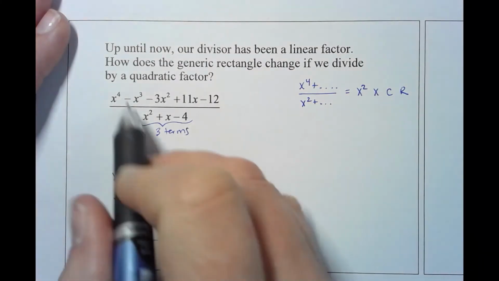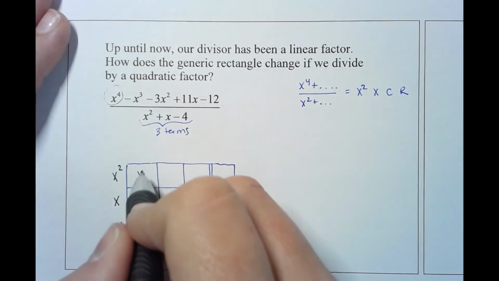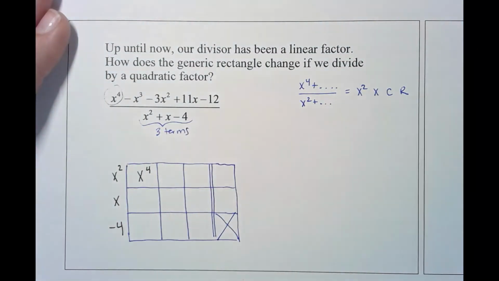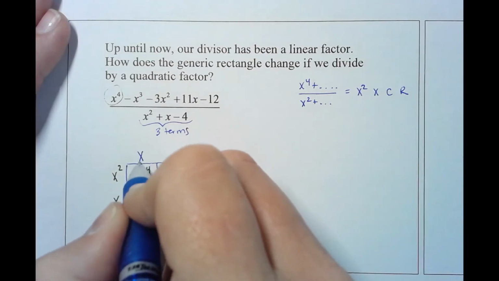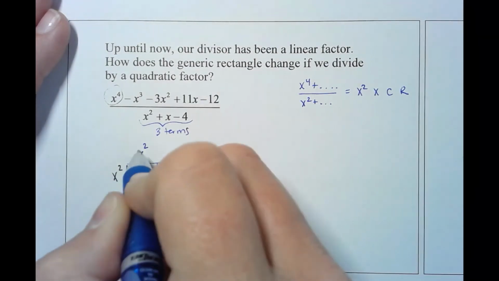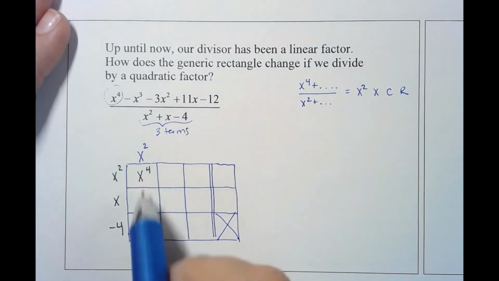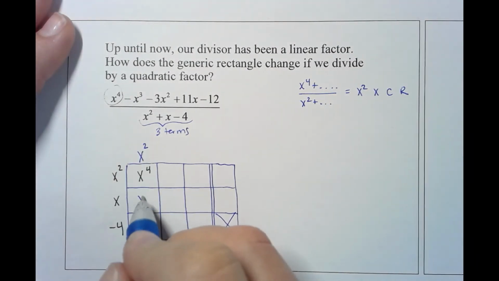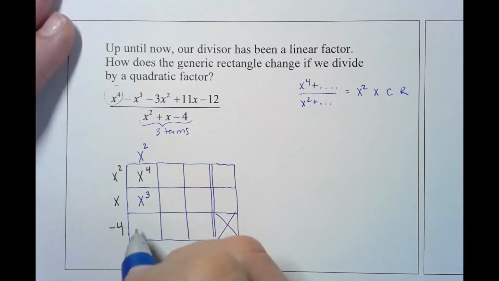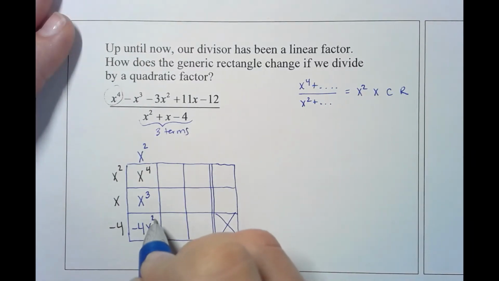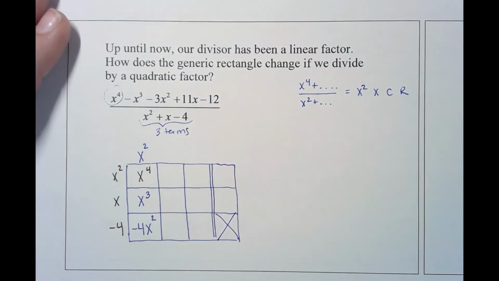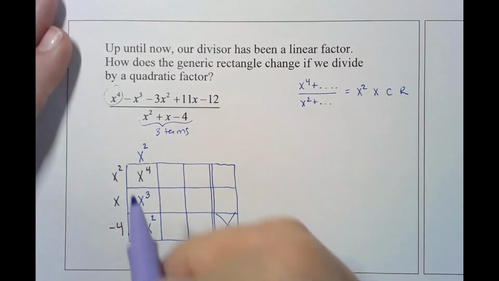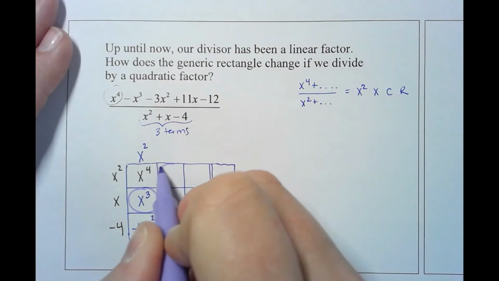All right, so here we go. My first term, x to the 4th, goes in the box. Above it, I'm going to need an x squared. So x squared times x squared is x to the 4th. And then we're going to fill in this whole column because we can. x squared times x is x cubed, and x squared times negative 4 is negative 4x squared. Now honestly, that's set up for us. That started 2 diagonals, but we're going to focus just on 1.